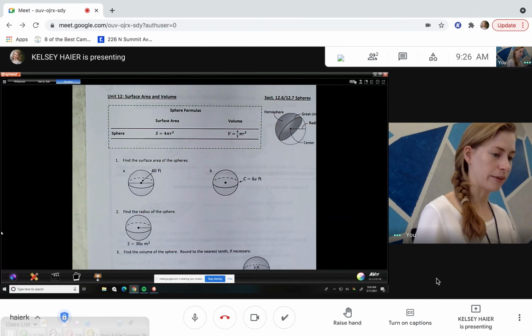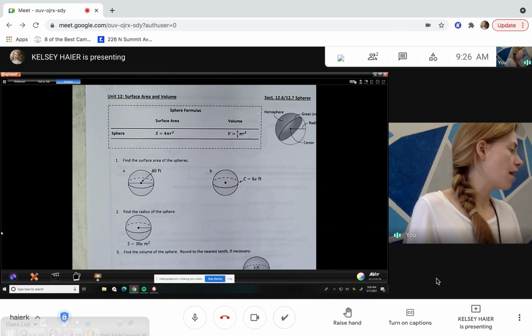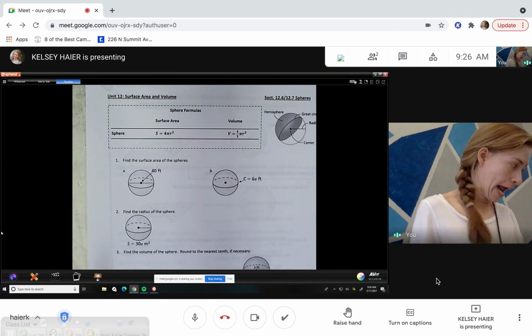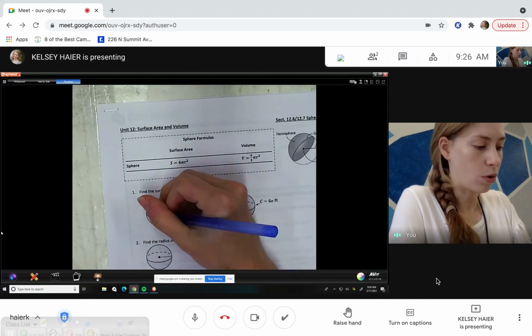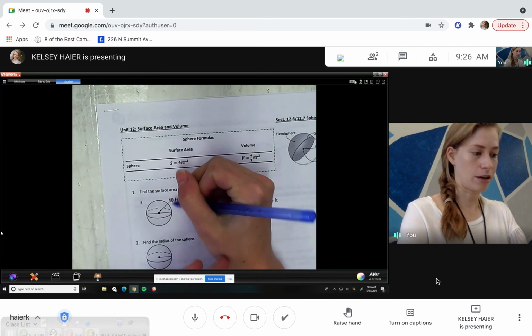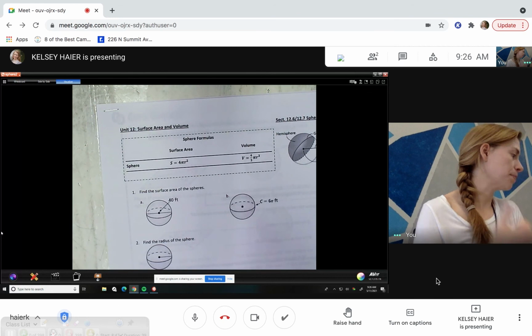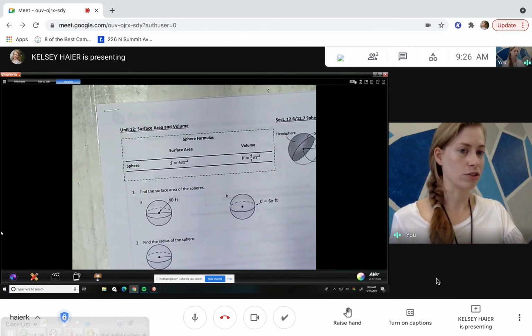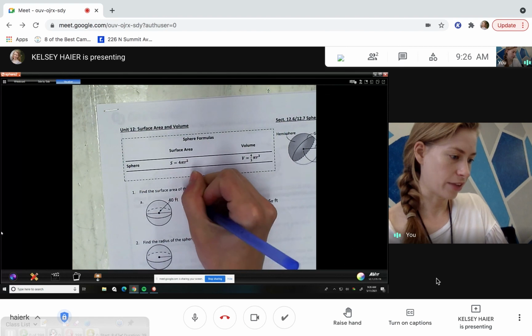All right, let's look at this. Number one, letter A. If you see this whole line right here, it's letting you know the diameter is that number. So my diameter is 40. But remember, when we take the area of a circle, we just want the radius. So my radius is just going to be half of that, 20.